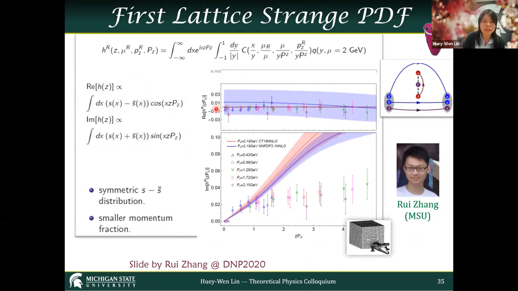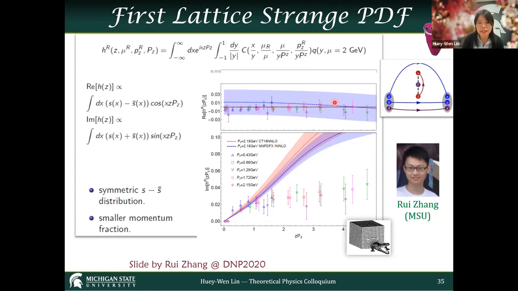So for the real matrix element, we calculate different displacements. We have a function of momenta, indicated by the different colored points here, and also different displacements, and we use dimensionless products. So you have various different displacements. The real matrix element corresponds to the integral of s minus s bar, which we can see, at least within our calculation, mostly agrees with zero.